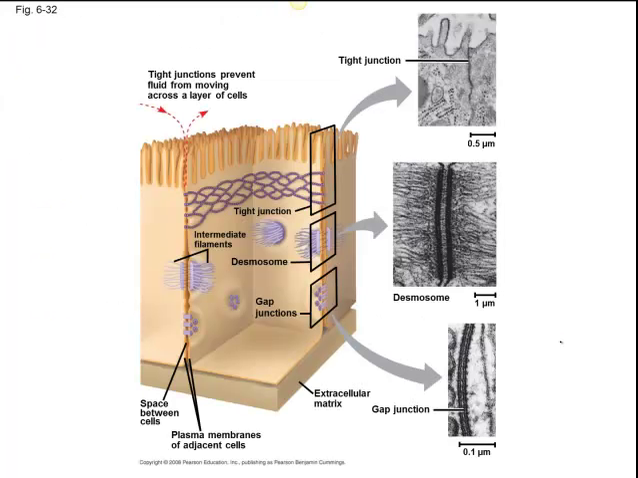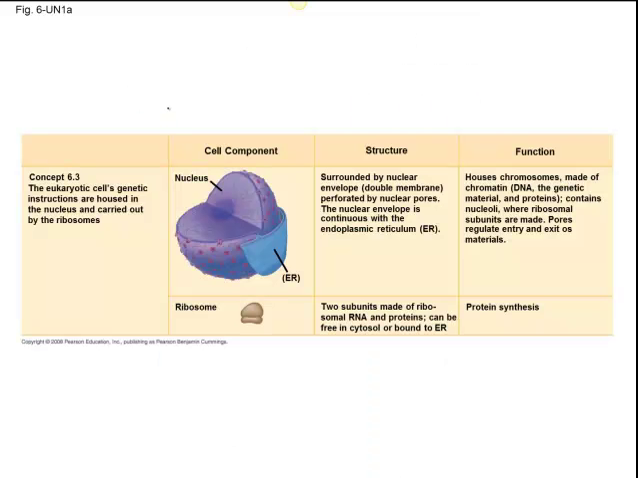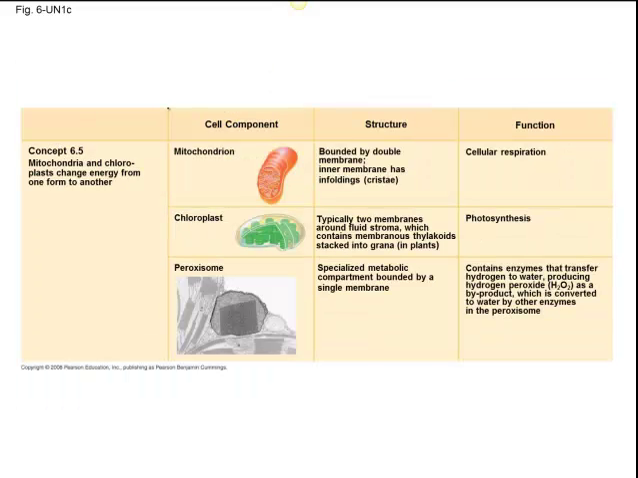A tight junction sort of prevents fluid from moving across the layers. Okay. And in desmosome, it sort of rivets the cells together. Gap junctions are channels through which the material can move from one cell to the other. This sort of completes this chapter, and this is like a précis of all the organelles, just showing you what the structure looks like, what is the structure and description, and what is the function. Okay.